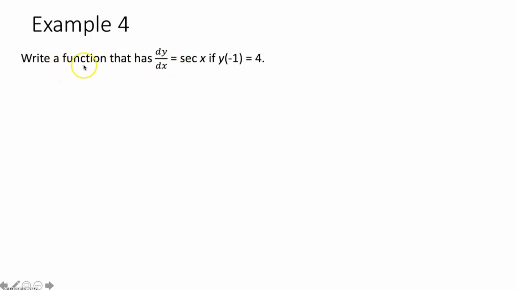Now example 4 says write a function that has dy dx equal to secant x if y of negative 1 is equal to 4. So what this wants you to do is create a function, y equals something, where the derivative of that something is equal to secant x. So the derivative of y is equal to secant x. You're also given a point that needs to be included in that function, negative 1, 4.